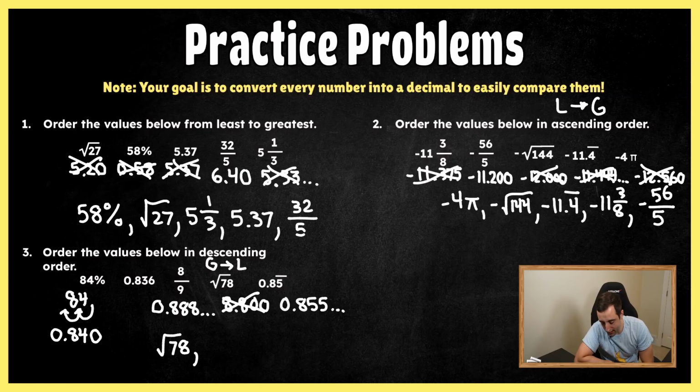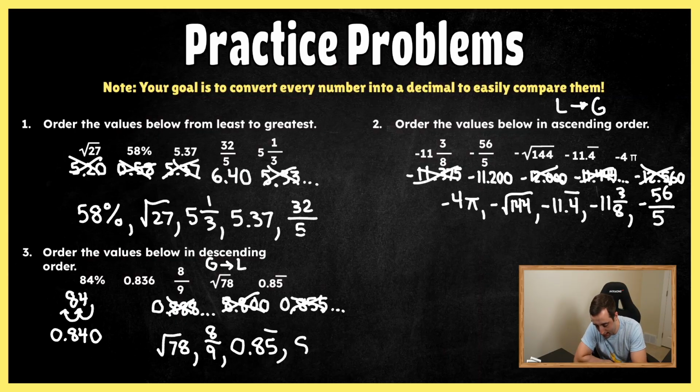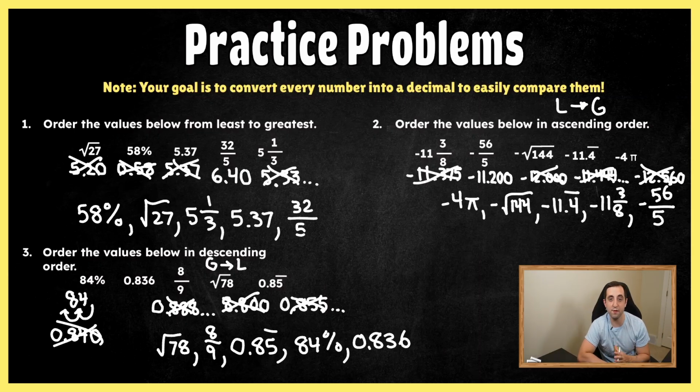Then after that, which one is the next largest? And it looks like it's going to be the 888, which is 8/9. After that, we have 855, which is going to be our repeating decimal. Then we're going to have 84% by a little bit. And then finally, the last one is our terminating decimal at 836 thousandths. If you went 3 for 3, very, very nice job. This is an incredibly challenging topic, especially if you're not given a calculator.